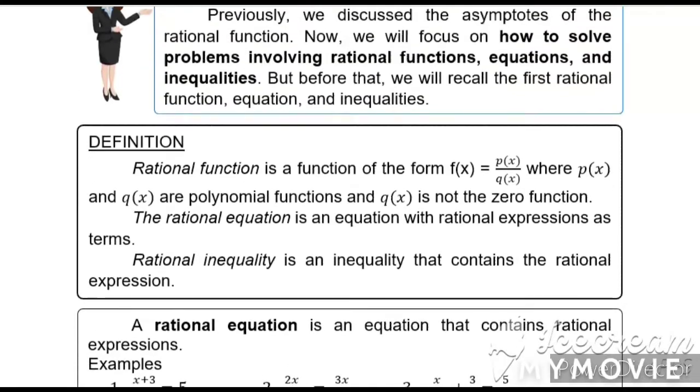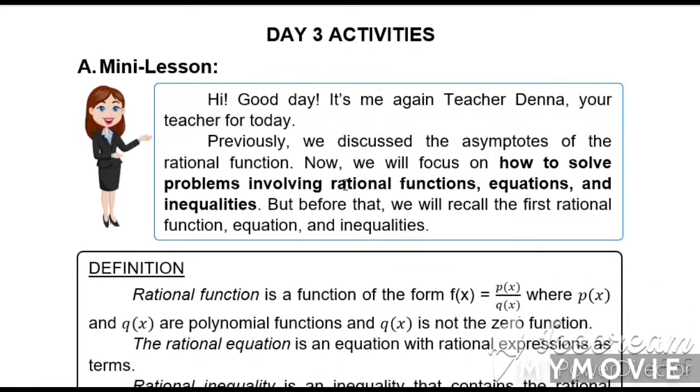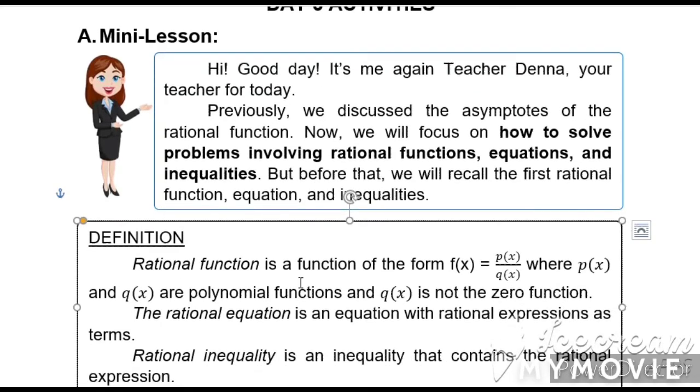Then day 3 activities. Previously we discussed the asymptotes of the rational function. Now we'll focus on how to solve problems involving rational functions, equations, and inequalities. But before that, we will recall the rational function, equation, and inequalities. A rational function is a function of the form f of x equals p of x over q of x, where p of x and q of x are polynomial functions and q of x is not the zero function. A rational equation is an equation with rational expressions. A rational inequality is an inequality that contains a rational expression.